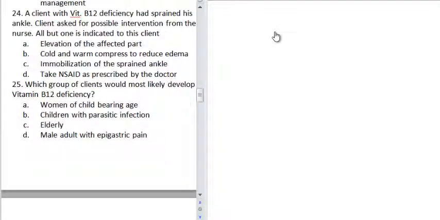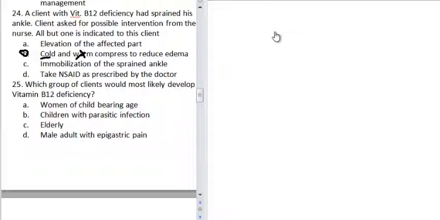Number 24. A client with vitamin B12 deficiency had sprained his ankle. The client asked for possible intervention from the nurse. All but one is possible or indicated for this client. So we're looking for the exception. Answer, letter B. Why? Because only cold will reduce edema, not warm. B is the answer. Next.